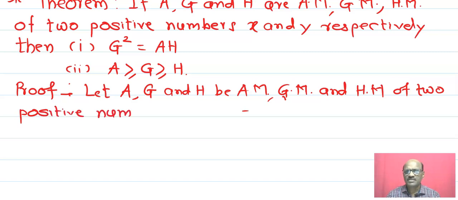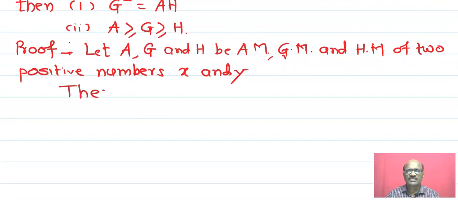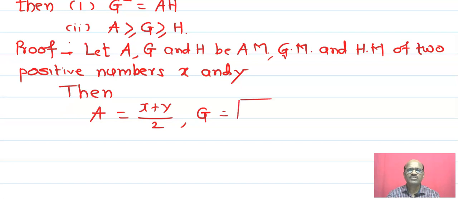The arithmetic mean, geometric mean and harmonic mean of the two numbers x and y. Therefore, A is equal to (x plus y) upon 2, G is equal to square root of xy, and H is equal to 2xy upon (x plus y).